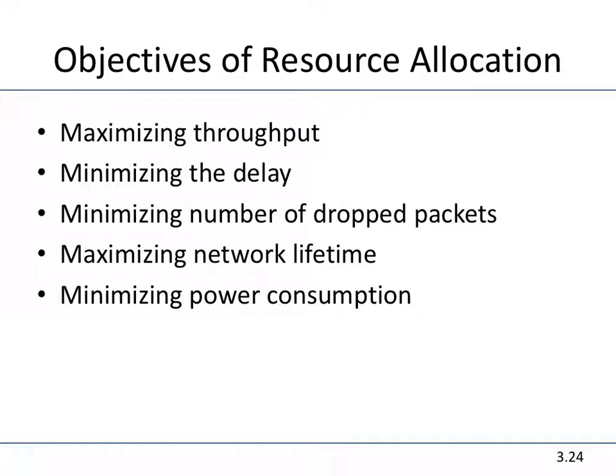The target could be that we want to maximize the throughput, in which case we are opportunistic. We don't care about fairness. Or we are trying to minimize the delay. Also, in that case, we'll be opportunistic. Or we try to minimize the number of dropped packets. In that case, we have to calculate the probability of packet drop if we were to assign a certain resource to the channel. And this dropping probability is a function of the channel state.